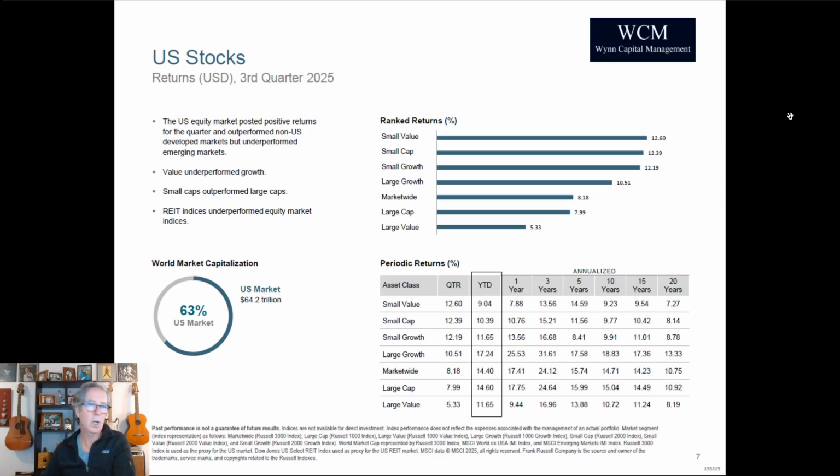Now we're going to look at stock returns for the U.S., developed countries like Europe, and then emerging markets like China. And here we have the U.S. stocks. The summary is right there in front of you. The U.S. market makes up 63% of global equities. Small value led the way, which has not been normal lately. Growth has been leading the way, but everything was up pretty significantly, and small value has finally had its day in the sun. Strong returns across the whole complex of U.S. stocks.